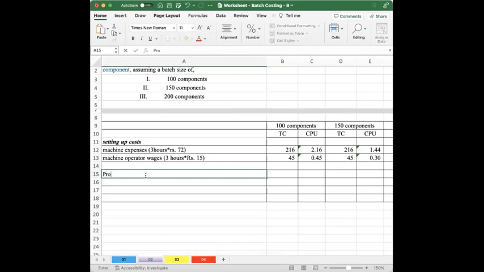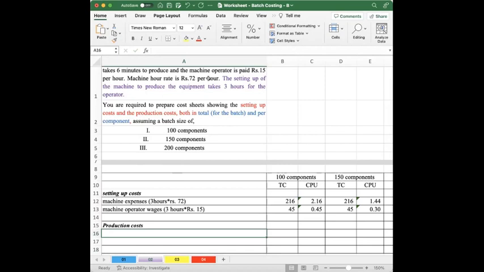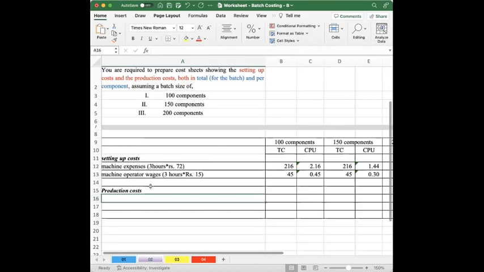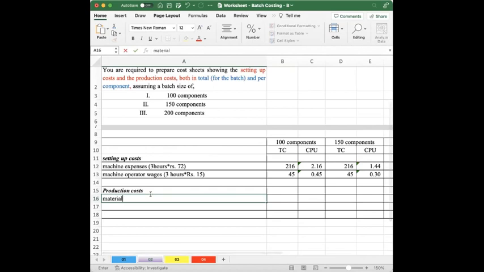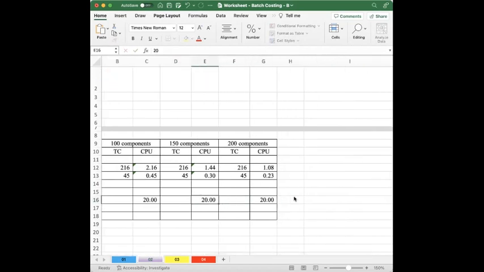Next one. Production costs. Now, how are we going to find the production costs here? First, something direct that we can find out is the material cost. Material cost is 20 rupees per component. So let's find out the material cost. Per each component, 20. Therefore, the cost per unit will be 20. Here it will be the same value.